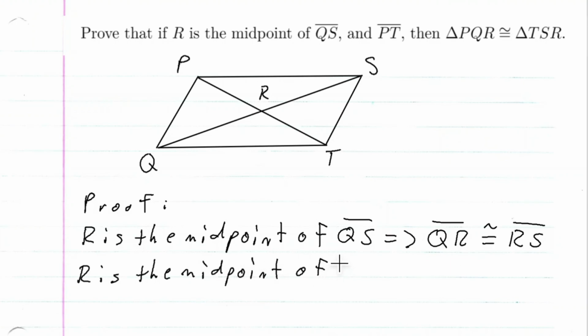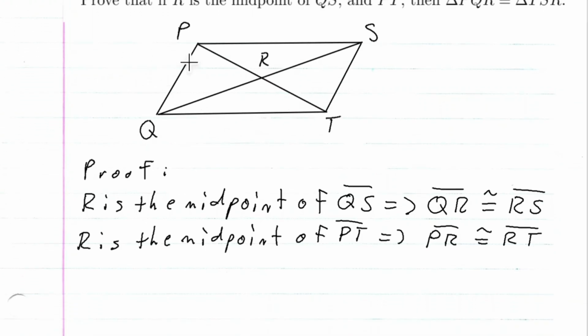And R is the midpoint of PT, which implies that, let's see, PR, oh, let me fix that, PR is congruent to RT. So we know that PR is equal to RT, or congruent to RT. Now that means I have this is congruent to this, and this is congruent to this.